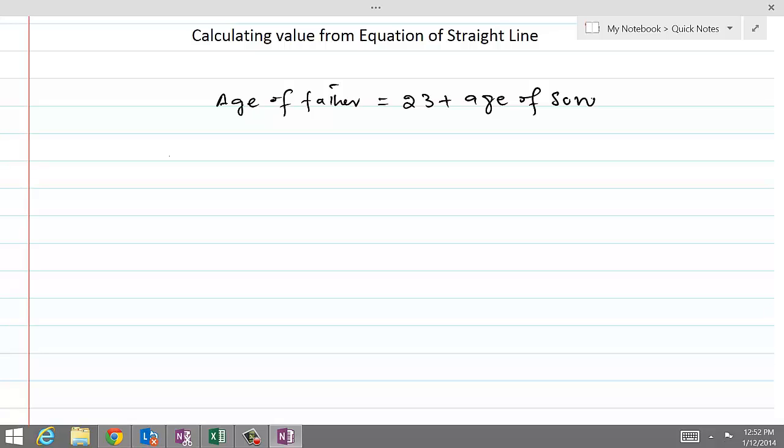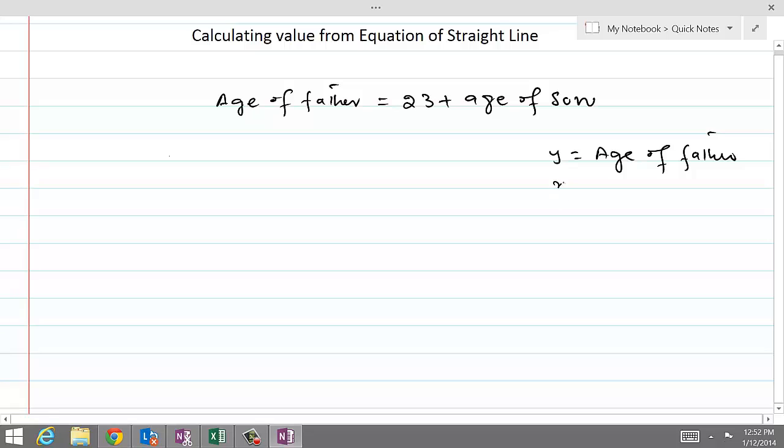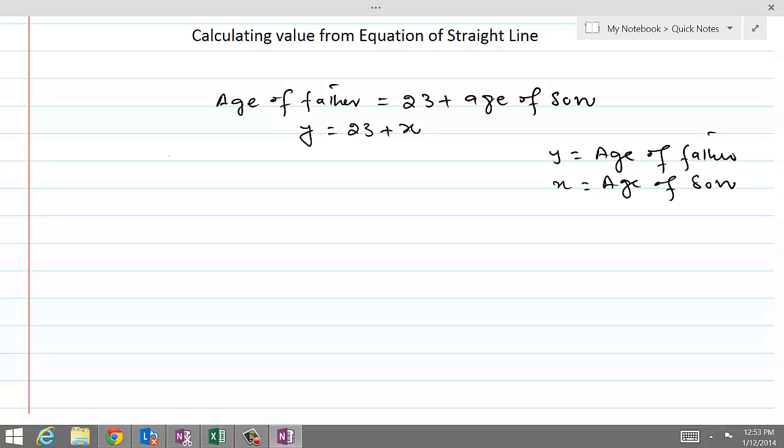Now, in order to write this equation in a little better way, suppose y represents the age of father and x represents age of son. Then instead of writing this big equation, we can simply write a small equation: y is equal to 23 plus x. We know that y means the age of father and x means the age of son.